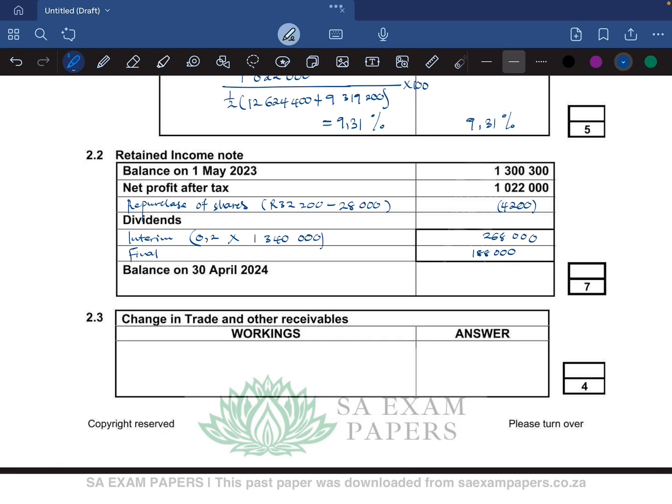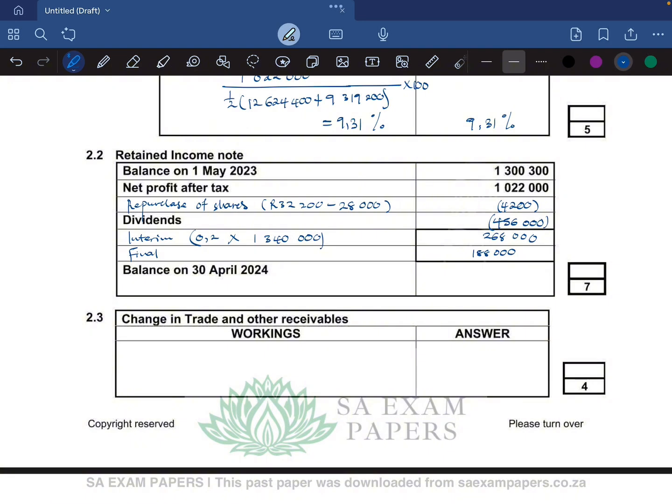Right. So now we are going to sum up the 188 plus the 268. So that's 188 plus 268, which is 536,000. Okay, so let me just ensure that my calculation is correct. 268 plus 188,000. Okay, so I might have added something a bit extra. That should have been 456,000. Okay, so that's a bracket there.